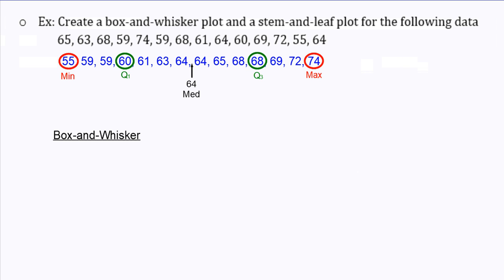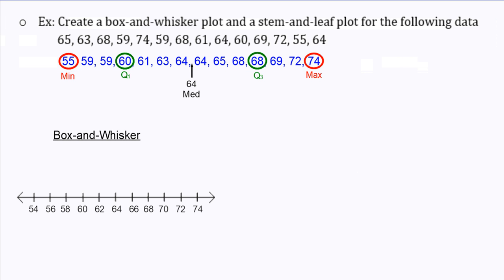So now that I've got that 5 number summary, I can get my number line all set up, and I can create my box and whisker plot. Notice that my minimum is down here. It has a little dot. The first quartile and then the third quartile have a box in between them with a line down the middle at the median. And finally, another dot at 74, which is the max, and my whisker is going out to the min and the max from the box.